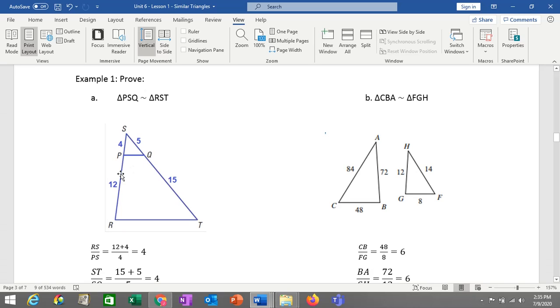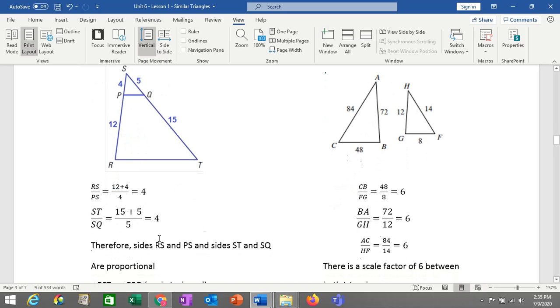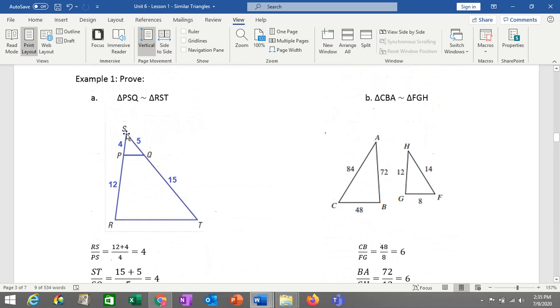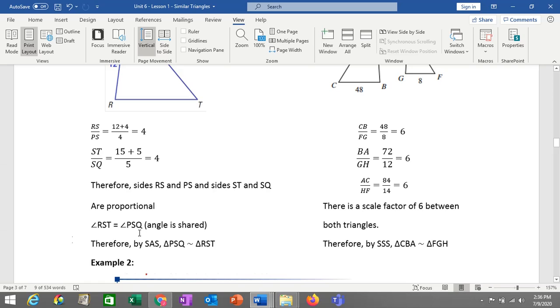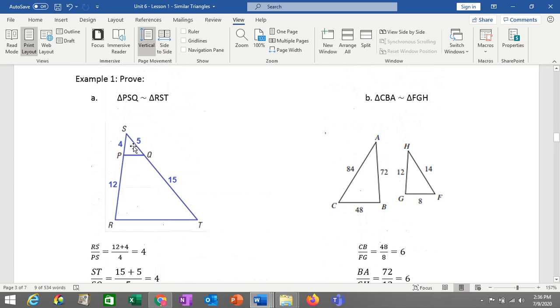In this case, we only have two sides for both triangles, but the angle S here is actually shared between them. So we're going to use the two sides and an angle case. We can say that angle RST, this angle S here, in other words, and angle PSQ, the same angle there, are the same because they're shared. The same angle is shared between both triangles. So I've already proven the A part of SAS. Now if I can show that the sides are proportional, then I can say, yes, this triangle is similar.